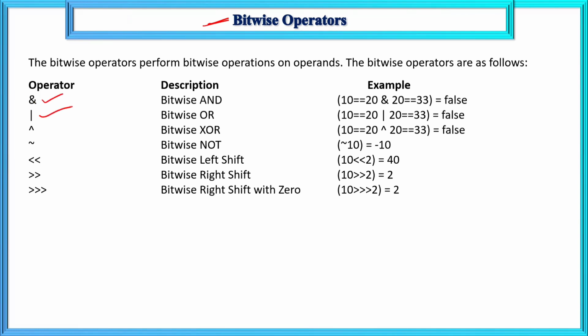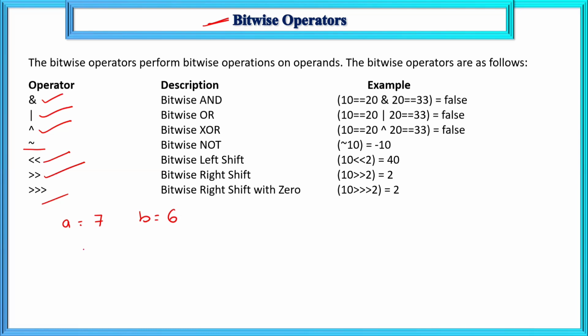Bitwise AND, bitwise OR, bitwise XOR. This is bitwise NOT. Left shift, right shift with zero fill. I will give one example. Suppose A is equal to 7, B is equal to 6. Bitwise in the sense, the numbers are converted into binary.